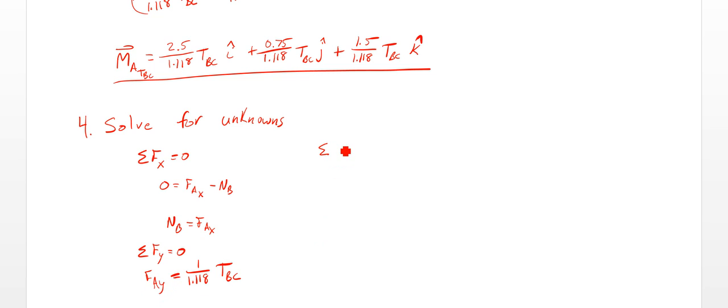And the sum of the forces in the z direction equals 0. So we had 0 equals the force reaction at A in the z direction plus 0.5 over 1.118 tension BC minus 196.2 newtons from our weight.